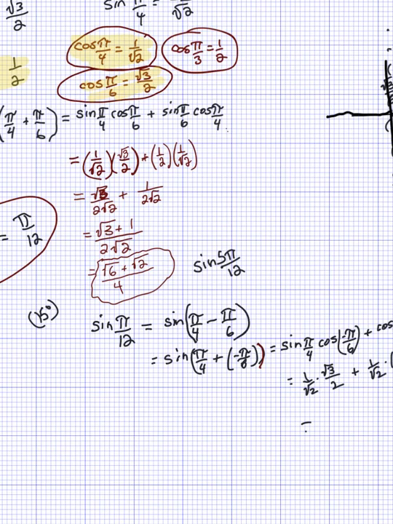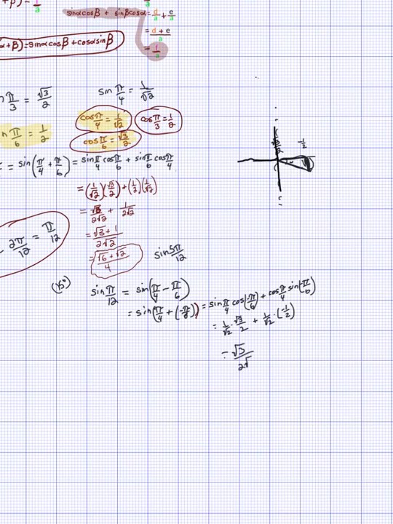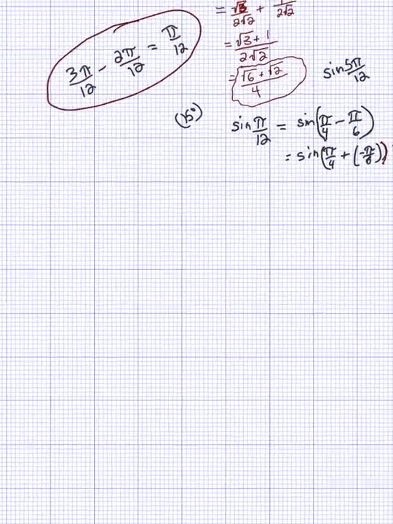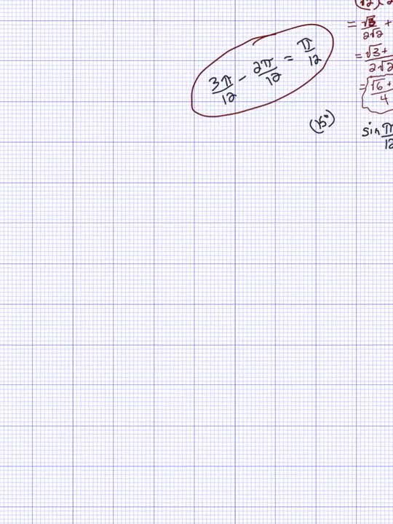Right, and that is just equal to root 3 over 2 root 2 minus 1 over 2 root 2, which equals root 3 minus 1 over 2 root 2. And of course, a lot of people like to get the root 2 out of there, so we're going to say root 6 minus root 2 over 4. There you have it, compound angles. All right, there's still a few extra things that we can do that relate to that.